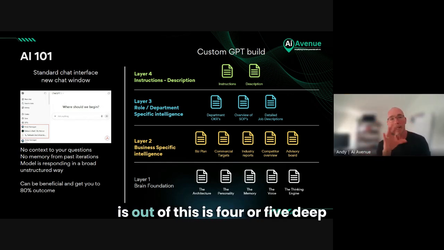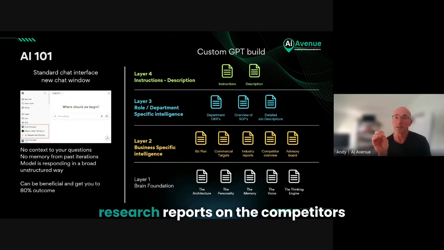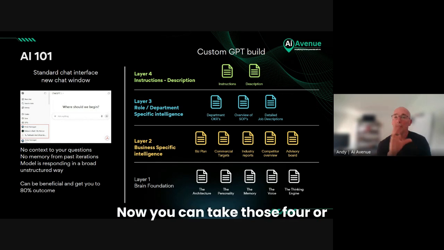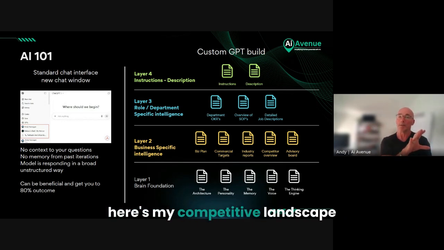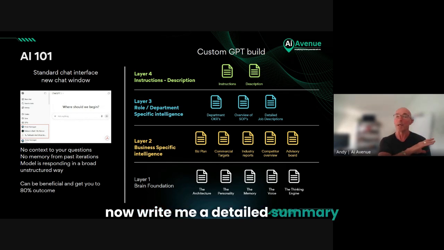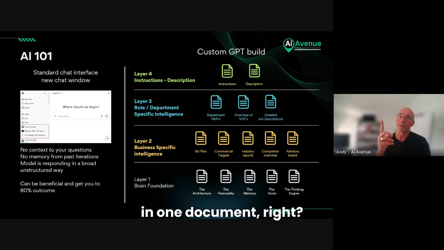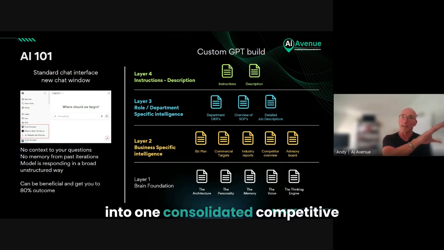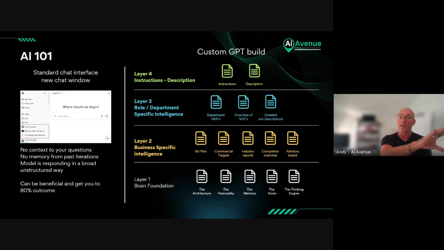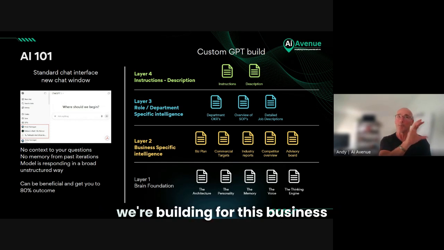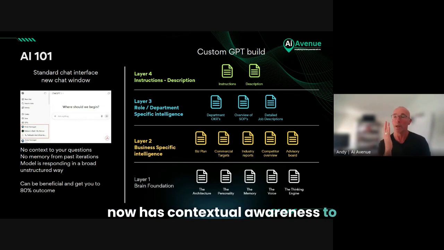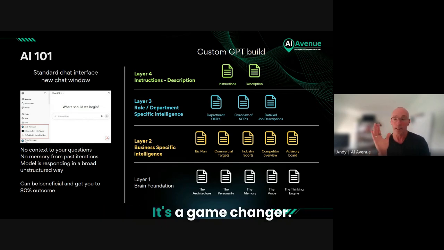But then what you'll end up with out of this is 4 or 5 deep research reports on the competitors pertinent to this business. Now you can take those reports back to chat and say, here's my competitive landscape. Now write me a detailed summary of all of the competitors because I want it in one document. So you take 4 competitor deep research reports, synthesize them into one consolidated competitive overview and load that in. And honestly, that in itself is so transformational that the GPTs that we're building for this business now have contextual awareness of their plans, their targets, what's going on in the industry, and what the competitors are doing. It's a game changer.